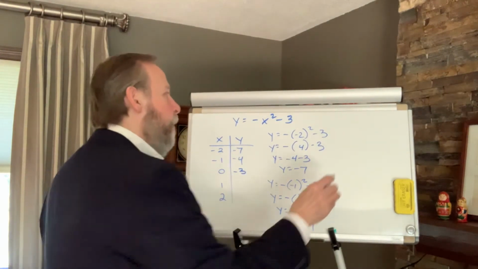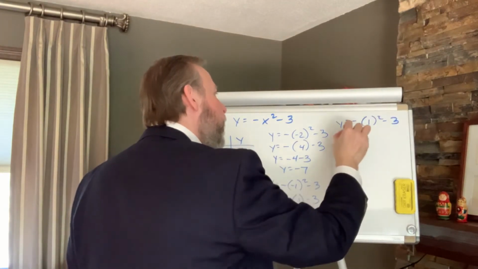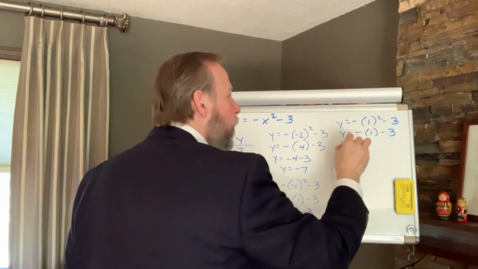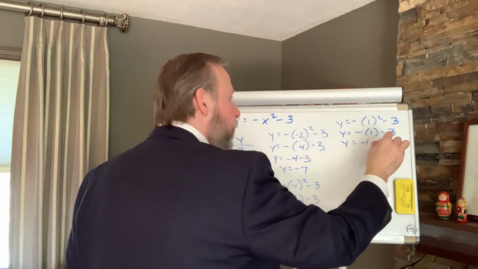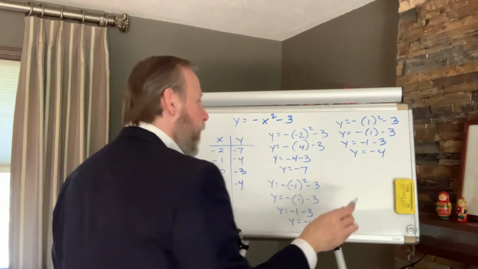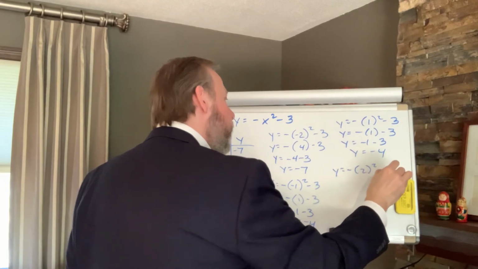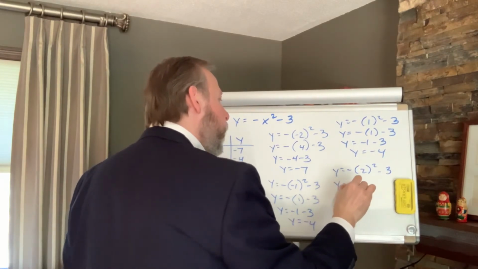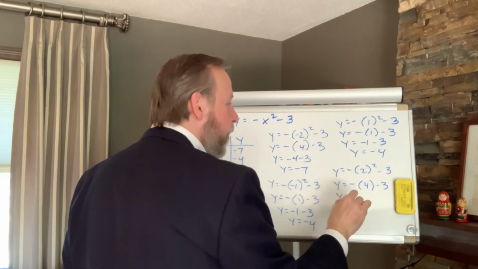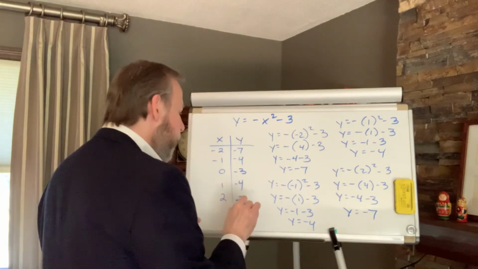I'm going to go to the 1 now. Y equals negative, parenthesis, 1 squared minus 3. 1 squared is still 1. So negative 1 is negative 1. Minus 3 gets me negative 4. And plugging in the positive 2, y equals negative 2 squared minus 3. Y equals negative 2 squared is 4 minus 3. Negative 4 minus 3 is, again, negative 7.